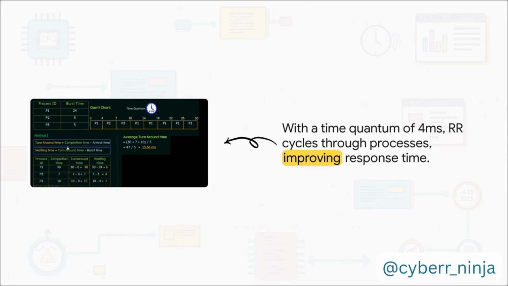P1 runs for just 4 milliseconds, then it gets paused. P2 jumps in and finishes its 3 milliseconds. Then P3 jumps in and finishes its 3. Then we circle back to P1 for another 4 milliseconds, and so on. The short jobs finish super fast, and when you do the math, the average waiting time plummets from 17 milliseconds all the way down to just 5.66. That is a massive improvement.